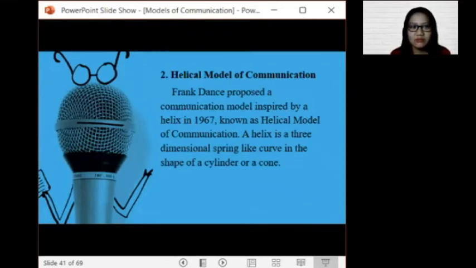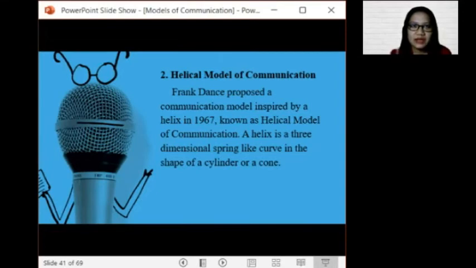And right now we're going to talk about another model in the transactional model of communication, which is the helical model of communication, proposed by Frank Dance in 1967. The helical model of communication introduces the concept of time. You can just take note of this. The concept of time where continuousness of the communication process and relational interactions are very important.